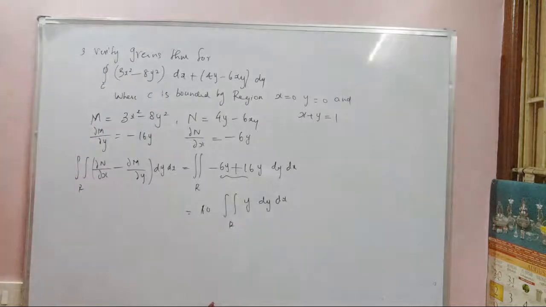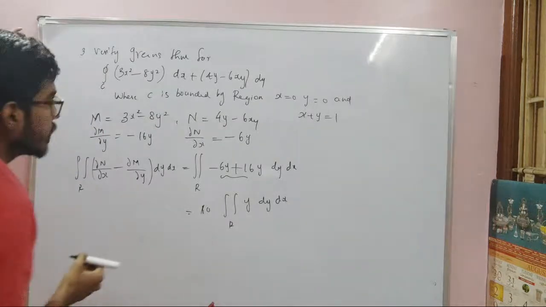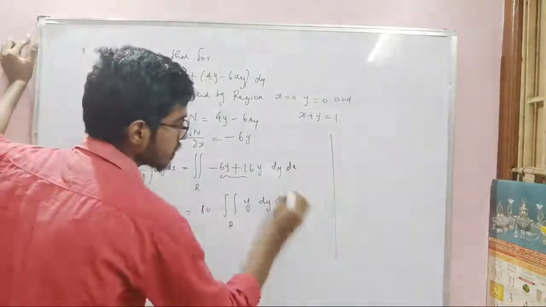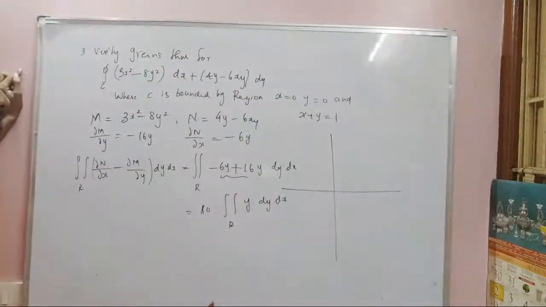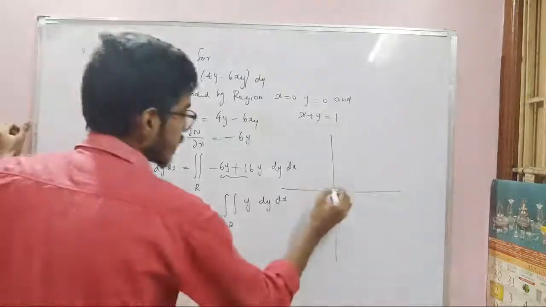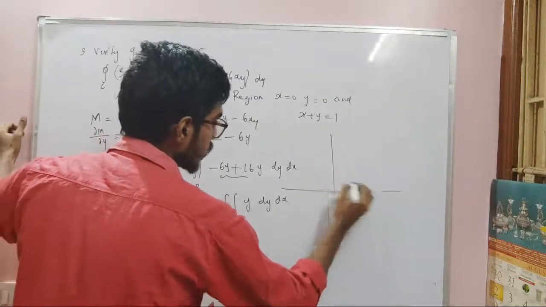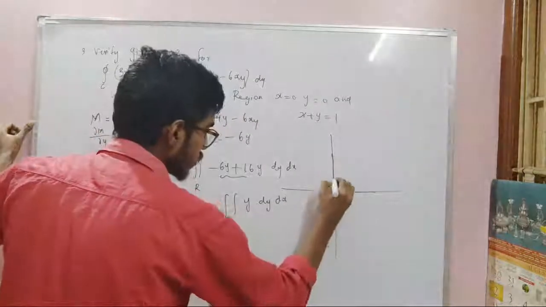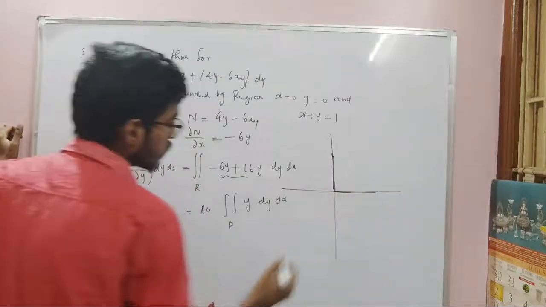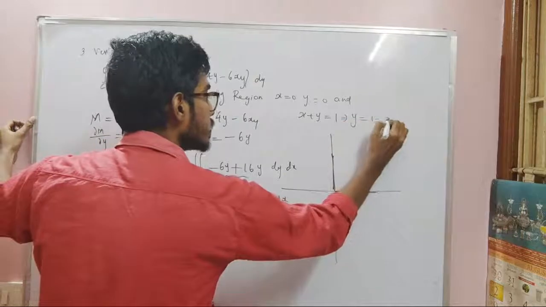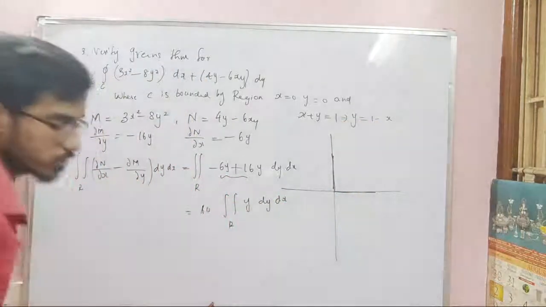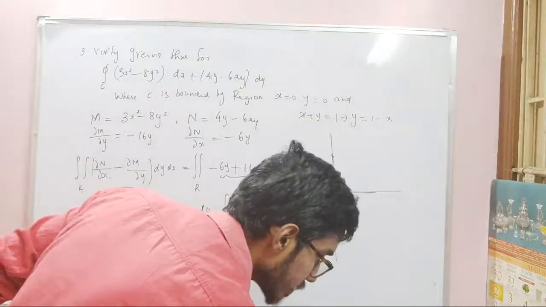Now we need to find the limits. In order to find the limits, we can look at the diagram. We can see x is equal to 0, y is equal to 0, and x plus y is equal to 1. So x is 0 is this line, and y is equal to 0 is this line. And from here I can conclude that y is equal to 1 minus x.